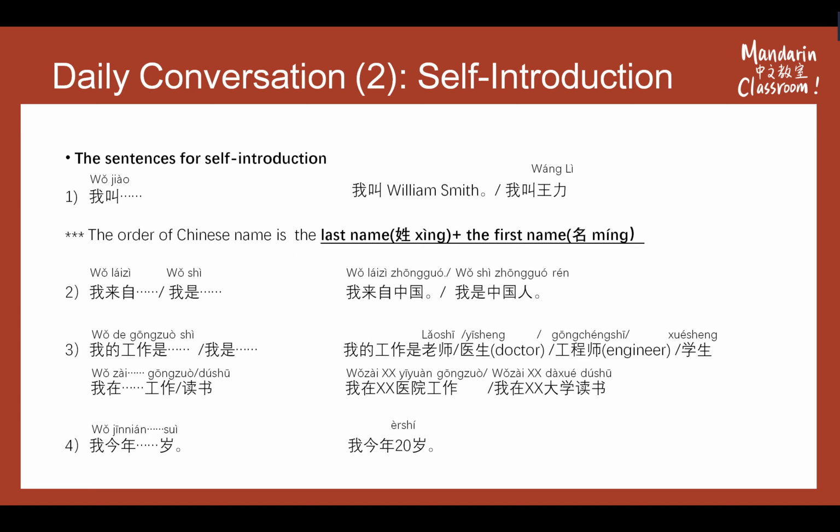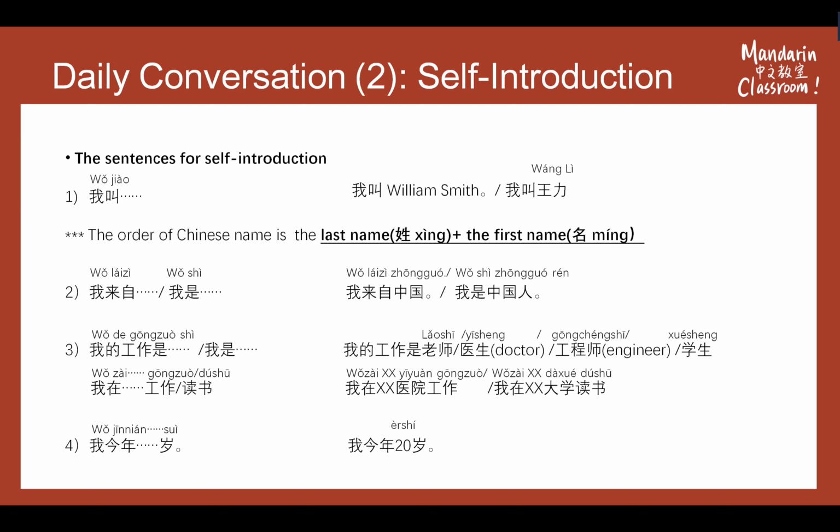Okay, so let's see the examples. 我的工作是老师. Maybe you remember this word we mentioned the last time. It means teacher. So my job is a teacher. So if you use the second way, you could say 我是老师. It also works.